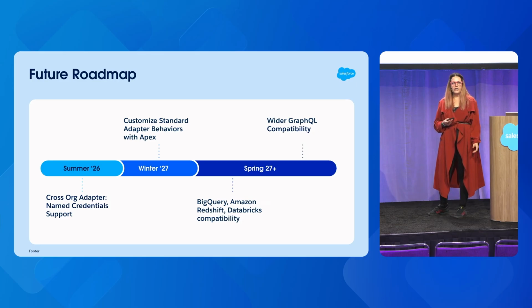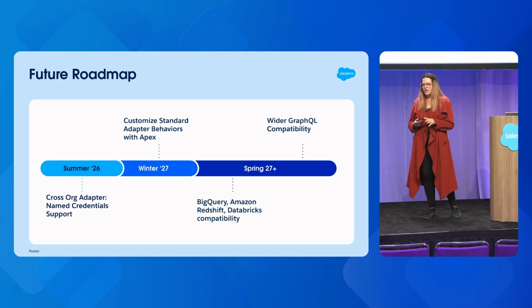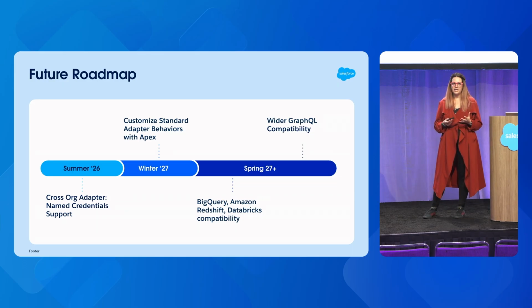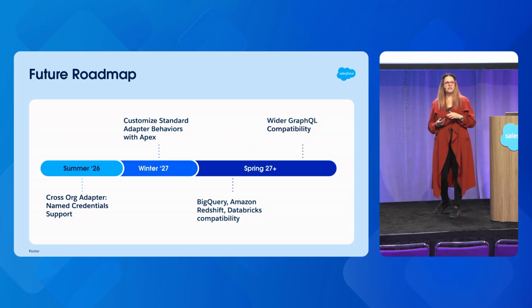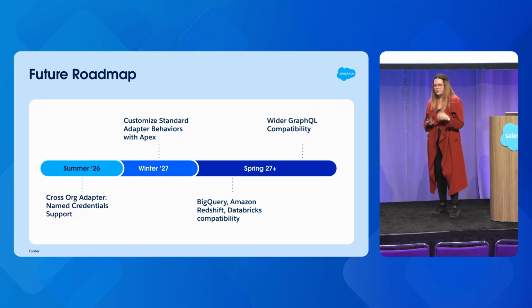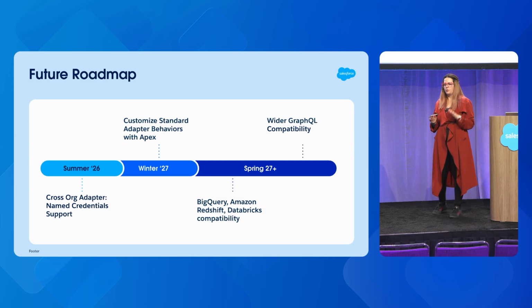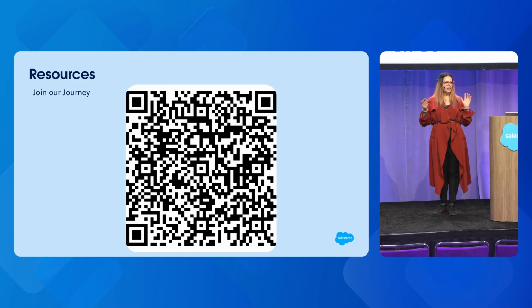Then we are looking to customize in Winter '27 the standard adapter behavior. We heard a lot of feedback that many of you like the existing adapters, but you wish to make some little changes maybe to them. So we will allow you to do those little changes in Apex. And then moving forward, we are looking into also adding compatibility with BigQuery, Amazon Redshift, and Databricks, and also some GraphQL.